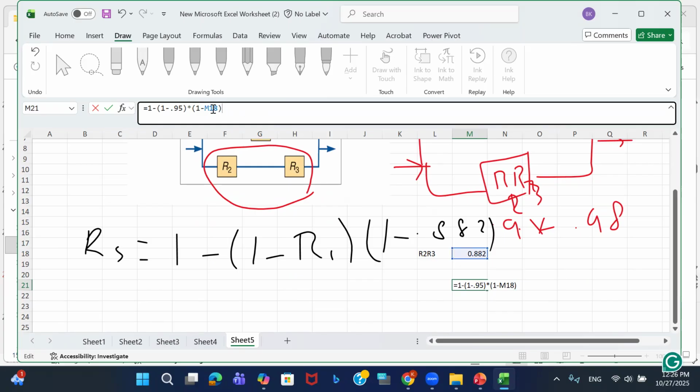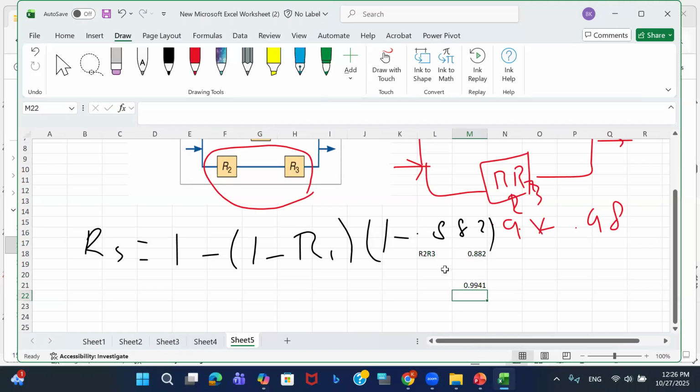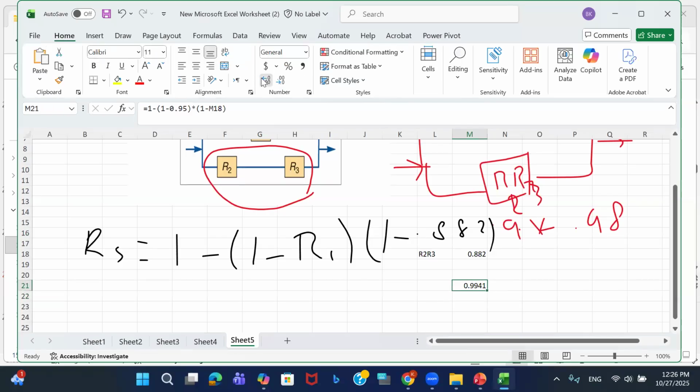Let's check our equation is correct. Yeah, I got 0.9941. Usually I go with 4 digits. Yeah, 0.9941. Okay. I have students, I think they, oh, that's not correct. This one is the correct one. 0.999 is not correct. And don't round. Usually I don't round the numbers. Okay.